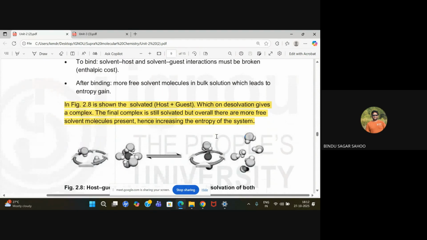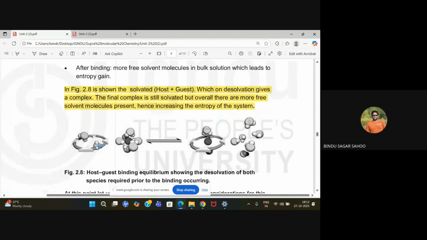So the solvated host and the solvated guest interact and form a host-guest complex with a little bit of solvent molecules, along with three more free solvent molecules. These three free solvent molecules particularly increase the entropy of the system. So if the entropy of the system increases, then the feasibility of the reaction is more possible.